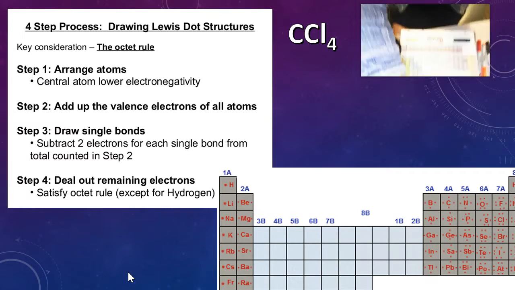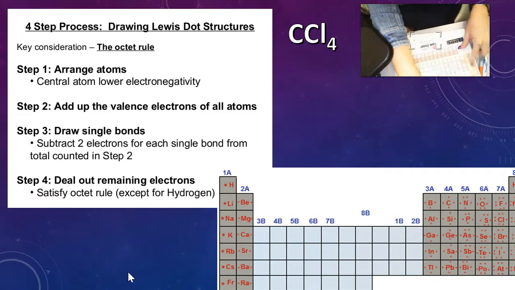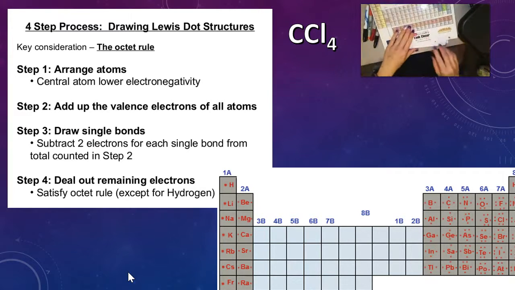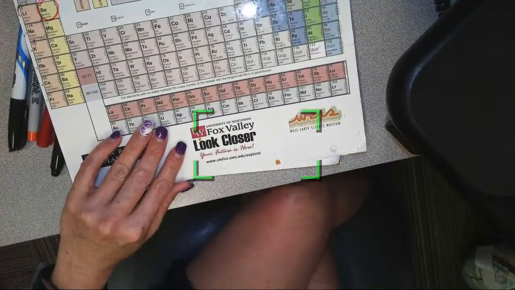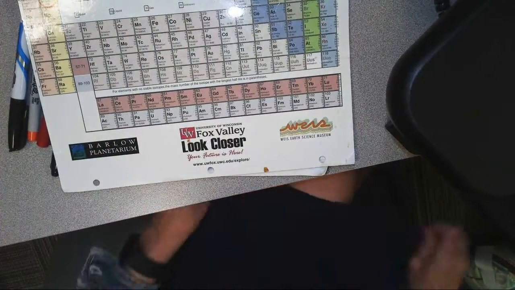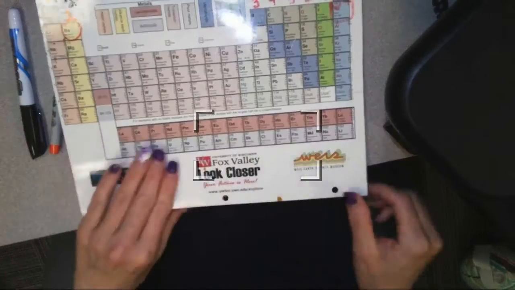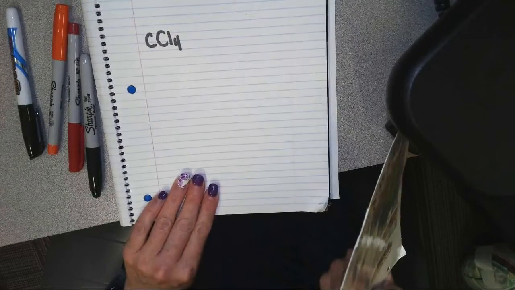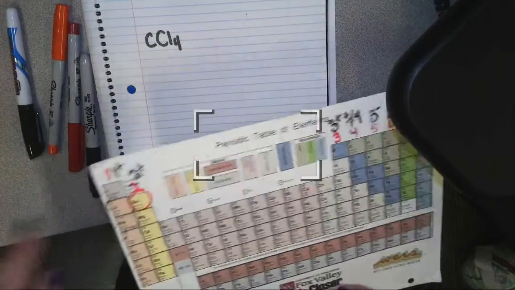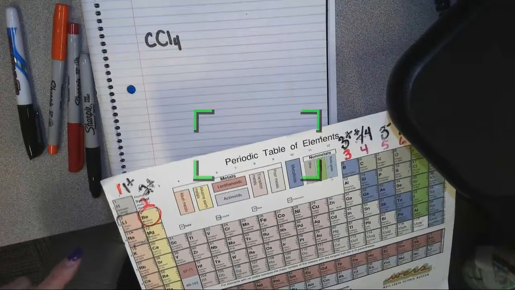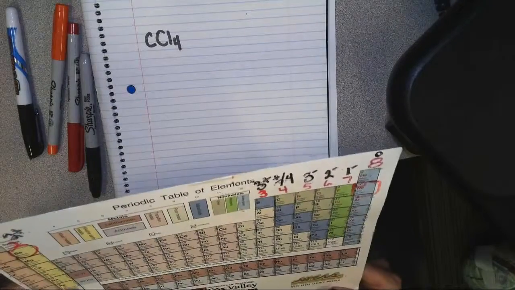Kind of aim this down at my notebook here, and I'm going to flip it around so we can see a full view and make it bigger so you guys can see the notebook view a little bit better. There we go. Alright, here's my periodic table. Here is my notebook. And we're going to start with carbon tetrachloride. And then we are also going to learn how to name them a little bit later as well.